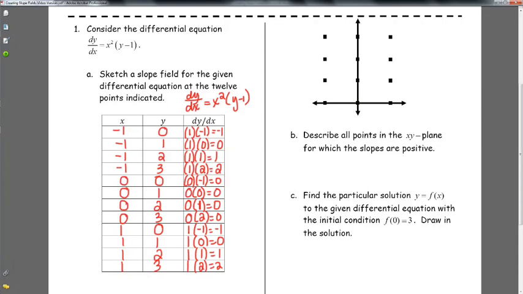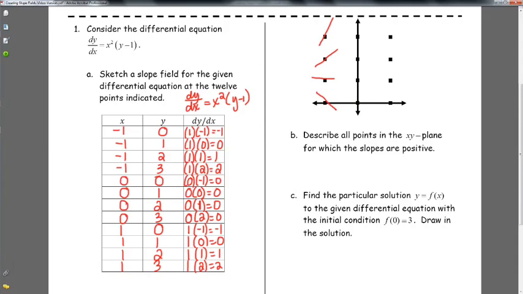So I'm going to be graphing all these slopes. At x equals -1, y is equal to 0, I have a slope of -1, so my slope is decreasing. At (-1, 1), my slope is 0, so that means I have a horizontal tangent line. At (-1, 2), my slope is 1, so the tangent line has a slope of 1. At (-1, 3), my slope is 2, so it's a little bit steeper.